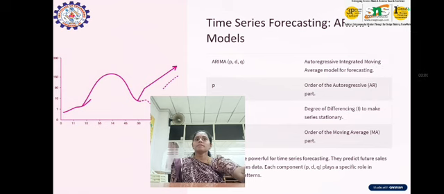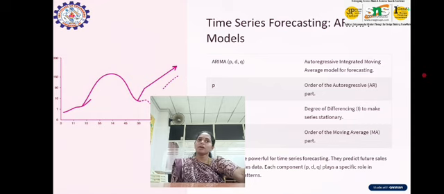And time series forecasting: the ARIMA model. The ARIMA model is a cornerstone of time series forecasting. It is represented as ARIMA(p, d, q), where p denotes the number of lag observations in the model, d indicates the degree of differencing required to make the series stationary, and q is the size of the moving average window. The strength of ARIMA lies in its flexibility to model both trend and autocorrelation in data.